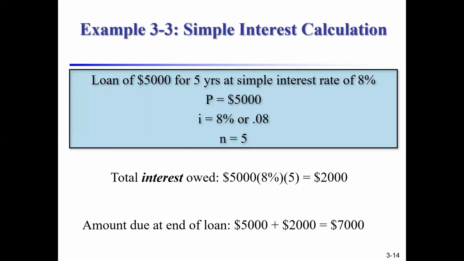That's simple interest. So for a loan of $5,000 for 5 years at a simple interest rate of 8%, you're getting the loan of $5,000 and you're going to pay it back in 5 years. Your P, your principal, is 5,000. Your i, your interest rate, is 8% or 0.08. N is 5. Total interest owed on that loan is $5,000 times 8% times 5 years, which is $2,000. So at the end of that loan period of 5 years, you're going to have to pay back the $5,000 plus $2,000 in interest, which equals $7,000. That's expensive money. Simple interest calculation, straight out of the book.